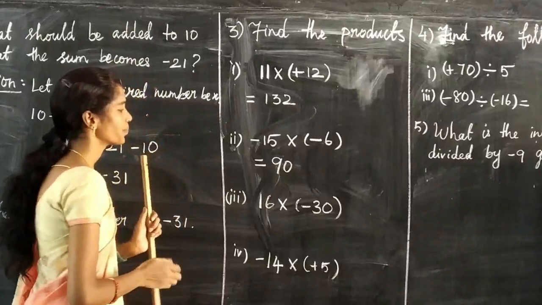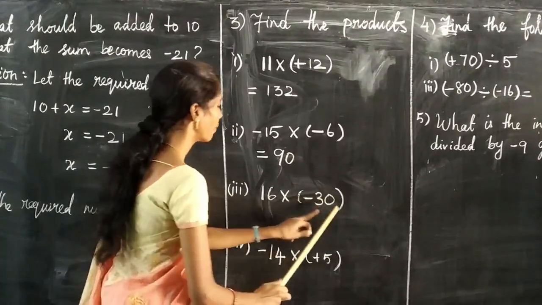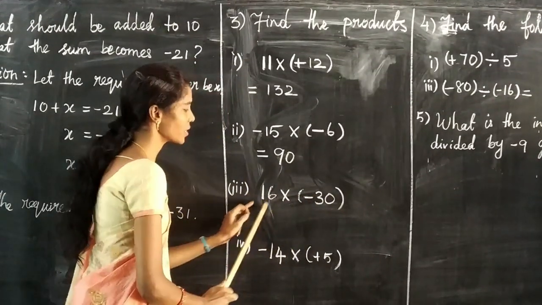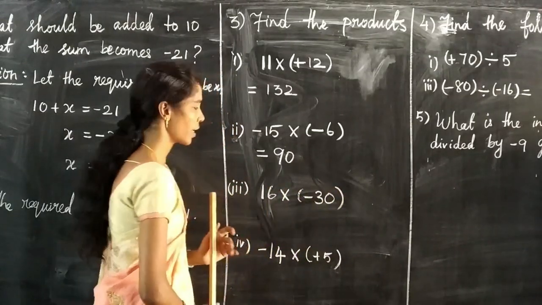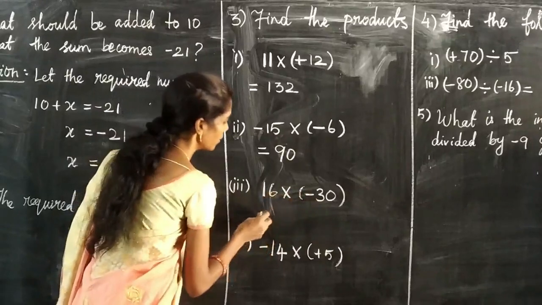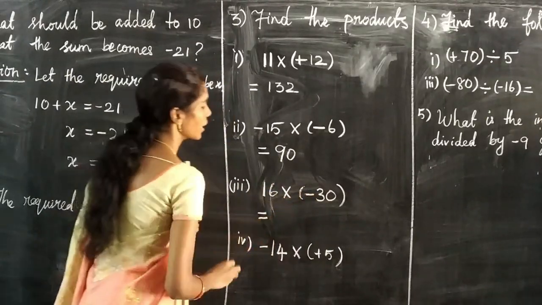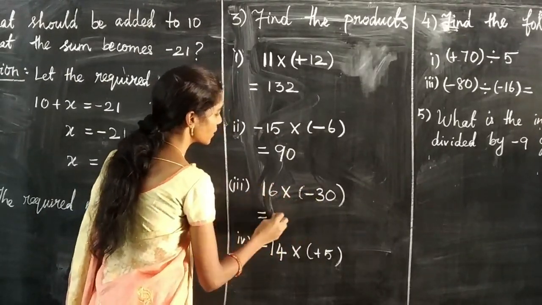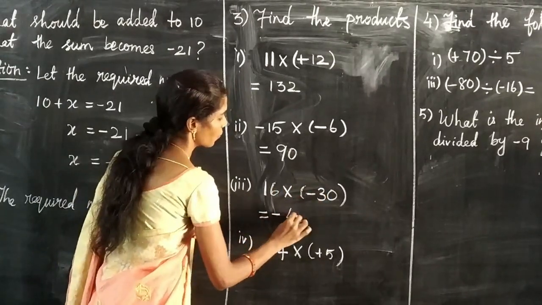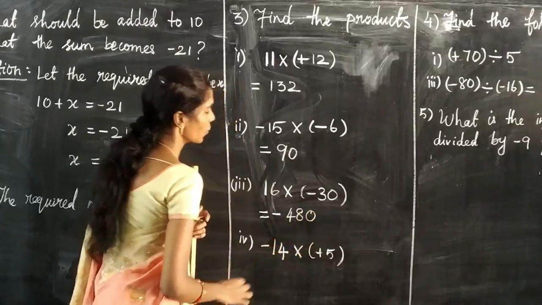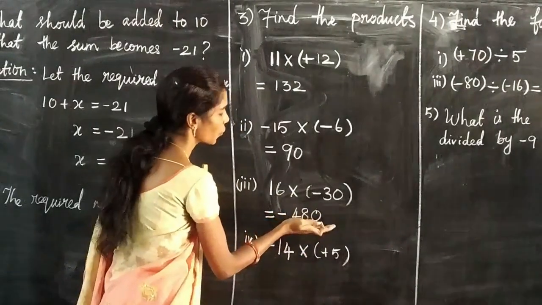Then plus into minus, a positive integer into a negative integer. One number is positive, another number is negative. So we are multiplying a positive integer by a negative integer. So plus into minus is minus. Then 16 threes are 48, then we add 0, so minus 480.